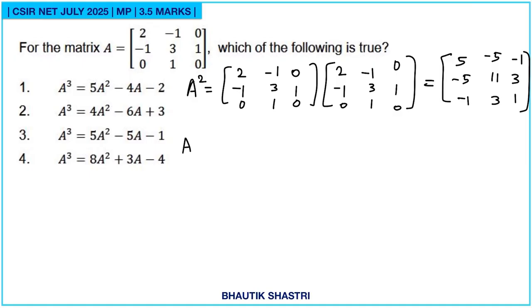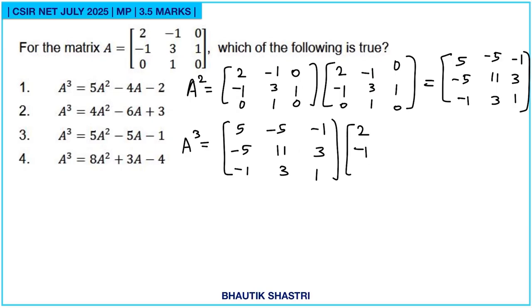Let's calculate the first term of a cube. So a cube is a into a square, and we have a square here, and this is a. So this is 5 minus 5 minus 1, minus 5 11 3, minus 1 3 1, into 2 minus 1 0, minus 1 3 1, 0 1 0. So the first term will be 10 plus 5, which is 15. So the first term is 15. There is no need to do the complete matrix multiplication, we'll just check the first term.